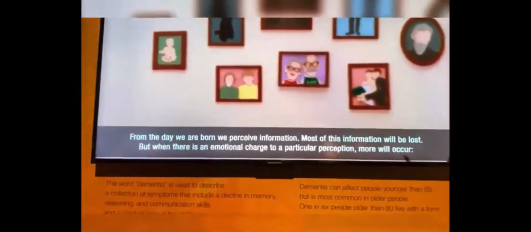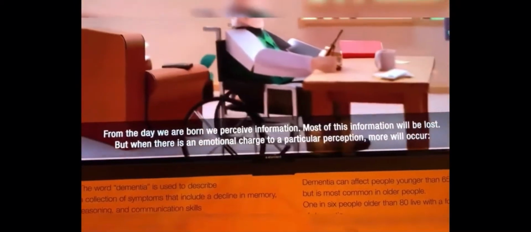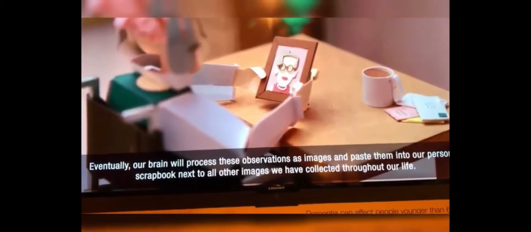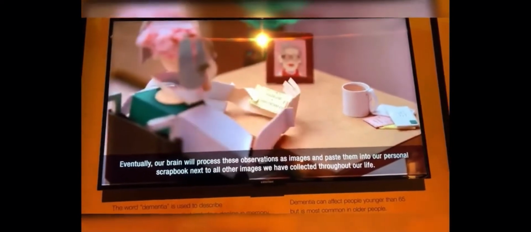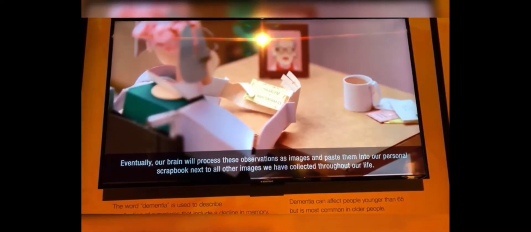From the day we are born, we perceive information. Most of this information will be lost, but when there is an emotional charge to a particular perception, more will occur. Eventually, our brain will process these observations as images and paste them into our personal scrapbook next to all other images we have collected throughout our life.